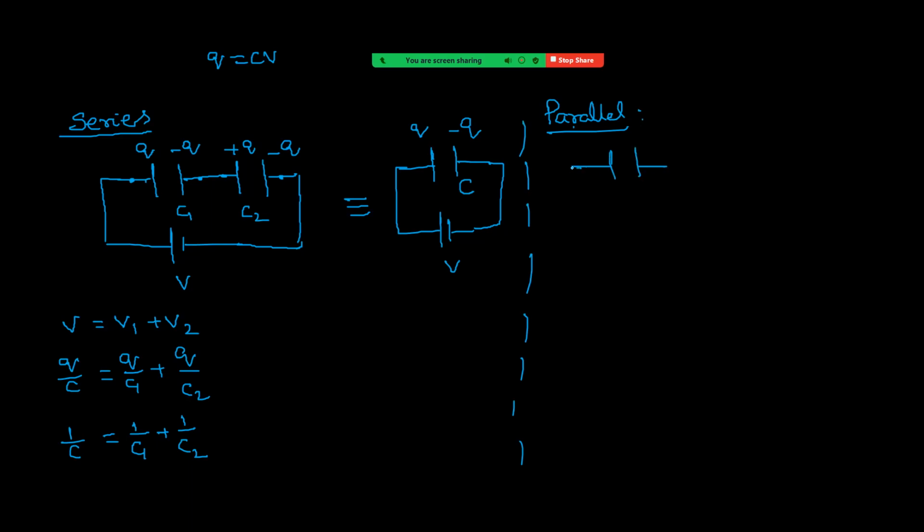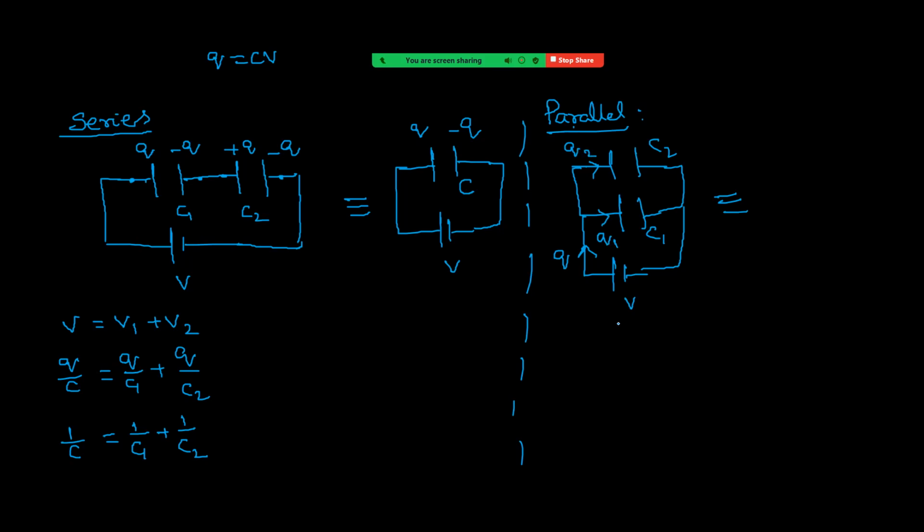So taking two capacitors, C1 and C2, which are parallel to the battery, and again we want to replace both the capacitors with a single capacitor. See here what happens. Suppose a charge Q flows through the battery. This charge Q is now dividing into, let us say, Q1 and Q2.